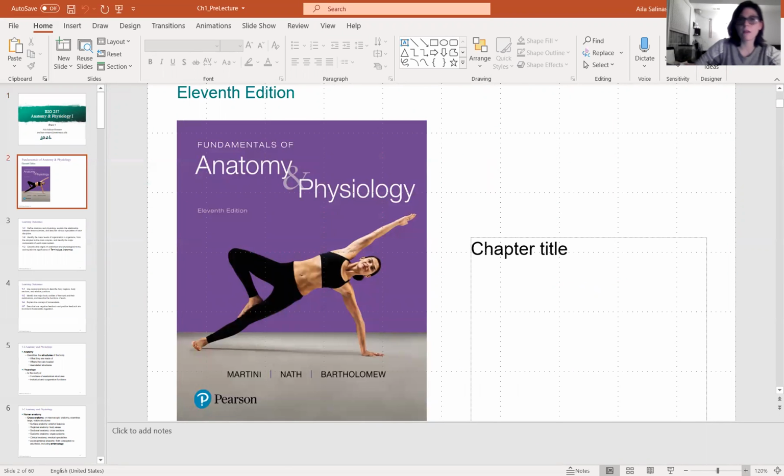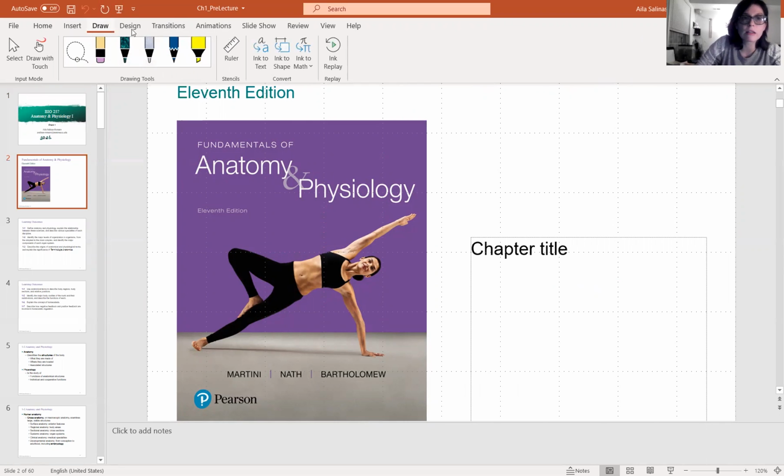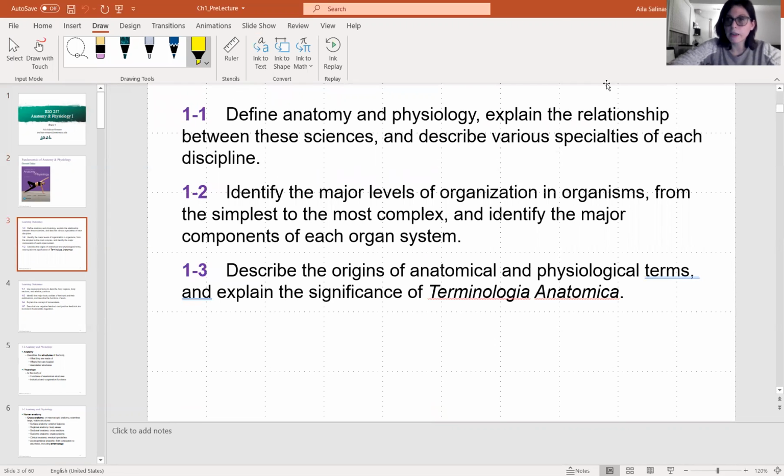So this, as most of you already know, is the book that we are going to be using this semester, Fundamentals of Anatomy and Physiology, Martini. We are using the 11th edition. I hope that at this time, most of you guys already have the book, so we can move on faster.